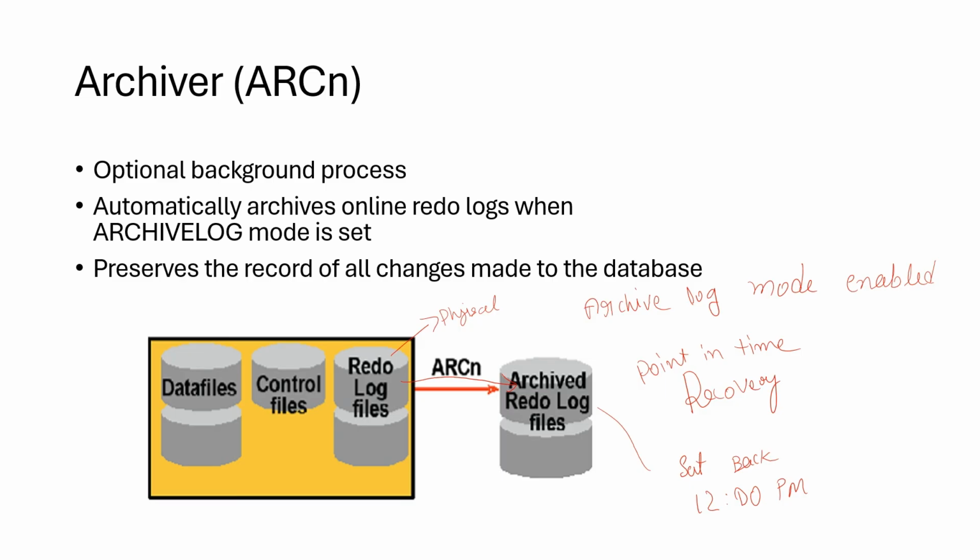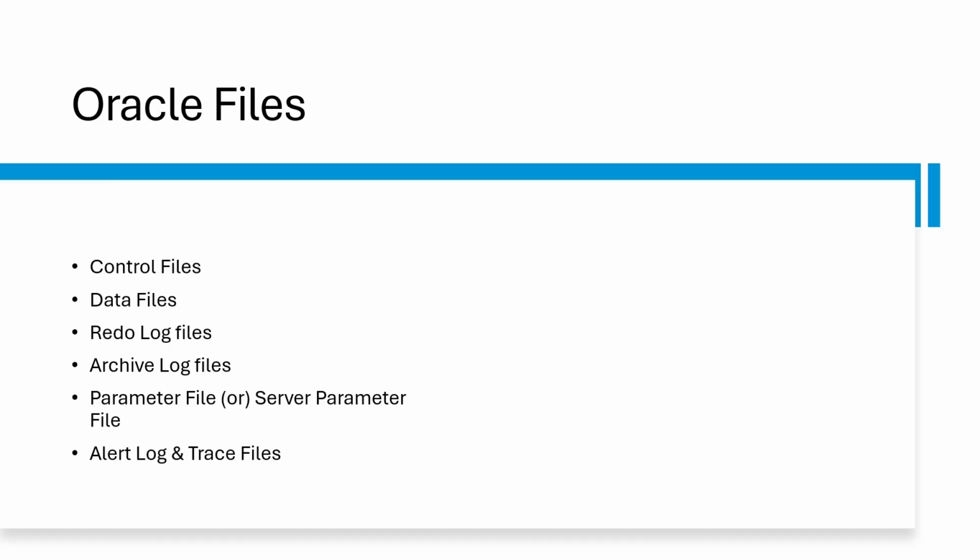All right. So let's go to the Oracle files. Okay. So we'll talk about this. Oracle has different files: control files, data files, redo log files, archive files, parameter files, server parameter files, nothing but initialization file or server parameter file, SP file, and alert log file and trace files.